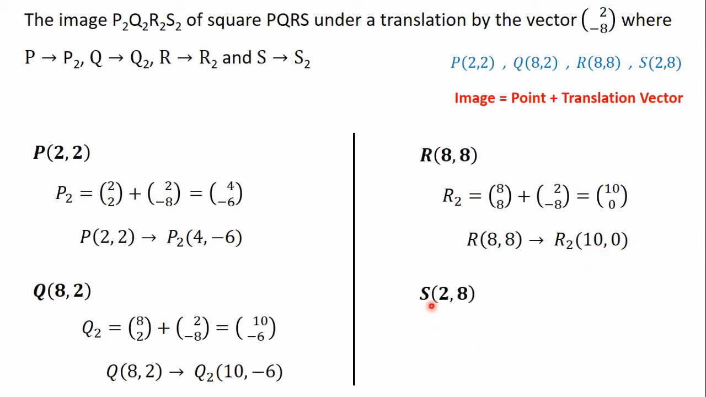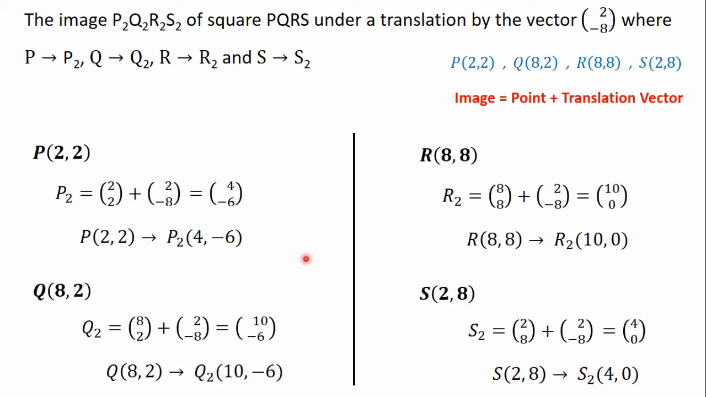And finally, point S has the coordinates 2, 8. So S2, which is the image of S, will be equal to the point 2, 8 plus the translation vector 2 minus 8. 2 plus 2 will give us 4. 8 plus minus 8 will give us 0. So point S with coordinates 2, 8 will give us S2 with coordinates 4, 0. We now have the coordinates of P2, Q2, R2, S2.